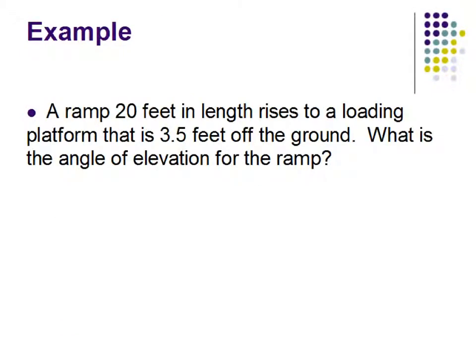Okay, last problem. And as promised, there's a lot of application to SOH CAH TOA, so you'll have some of these on your assignment. This one, it says that we have a ramp that's 20 feet in length. It rises to a loading platform that is 3.5 feet off the ground. What's the angle of elevation for the ramp? Okay, there's actually some laws in regards to, certainly with handicap wheelchair ramps, they have to have a certain slope, a certain angle there.